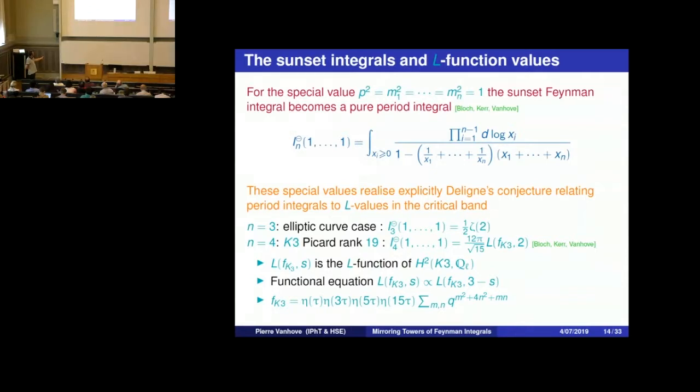So you have the L-value, which is the L-function associated with the cohomology of the K3 surface. Then the modular form that you have to plug in is this weight-3 modular form. So you have the 15 there, and then the divisors and this theta function. And of course, this satisfies this functional equation. I mean, it is weight 3, so s goes to 3 minus s. And you see 2 being smaller than 3, this is really in the critical band.